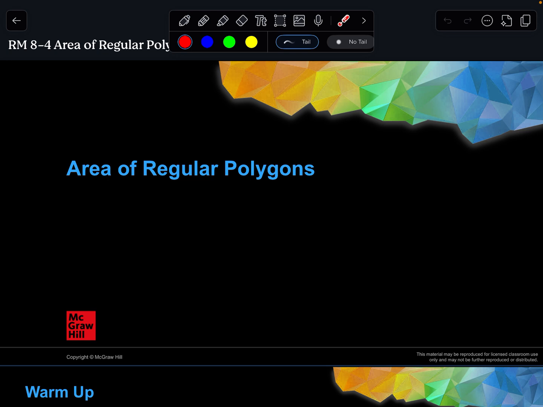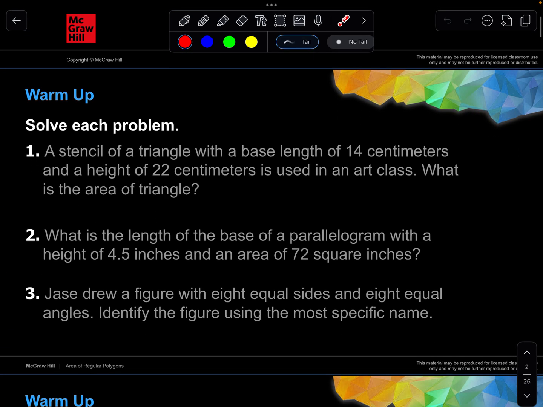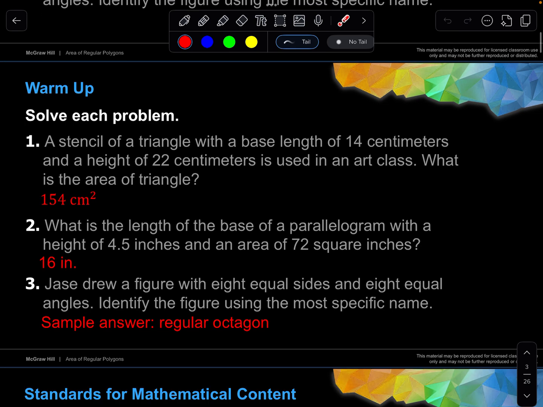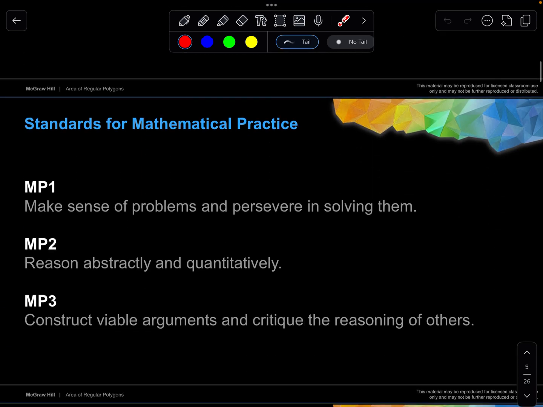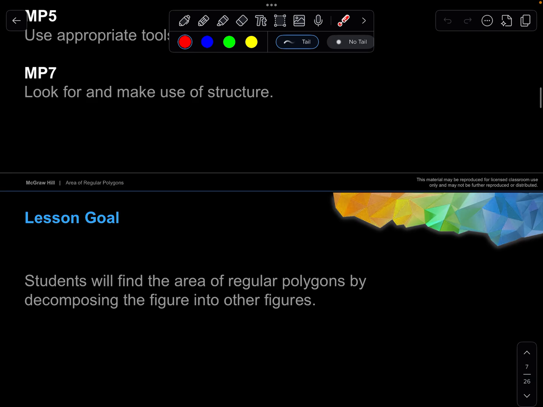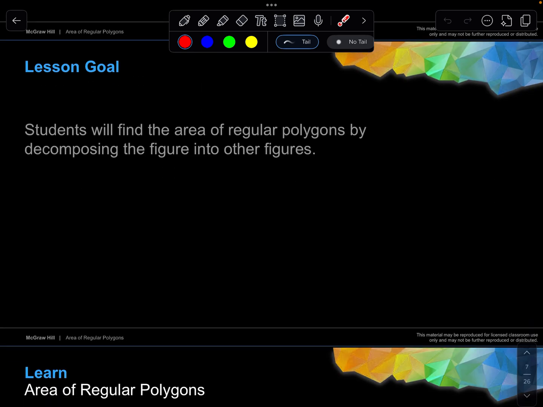Today's lesson is lesson 8.4, area of regular polygons, and this begins on page 463 of your textbook. As usual, pause to work on the warm-up on your own and I'll share the solutions, and also pause to read the standards for mathematical content and practices. Great. Today's lesson goal is to find the area of regular polygons by decomposing the figure into other figures.